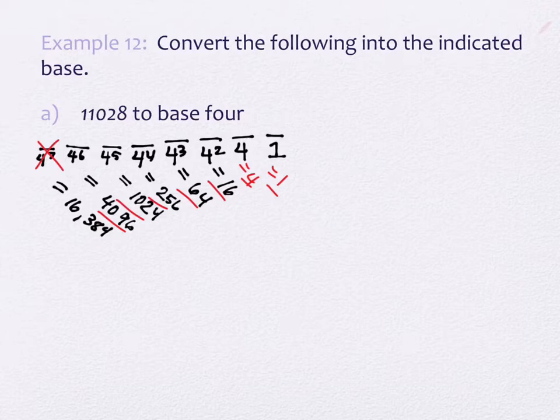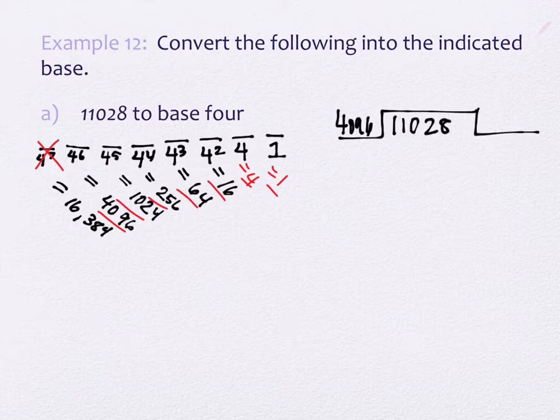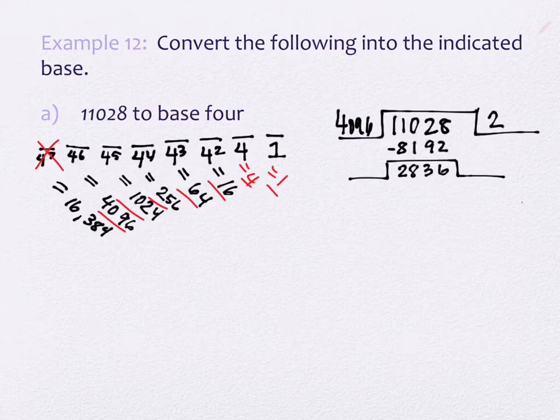So we start with the largest value on the outside of our division, and that value here is 4,096. We're dividing our 11,028 like this. How many times will 4,096 go into 11,028? 2 times. And what is 2 times 4,096? 8,192, and we'll subtract. What is 11,028 minus 8,192? About 2,836. Does that sound good? Sure.